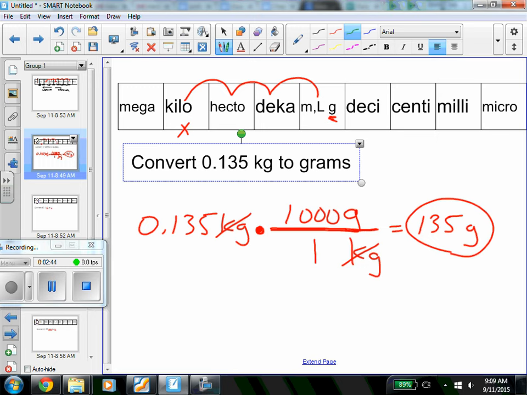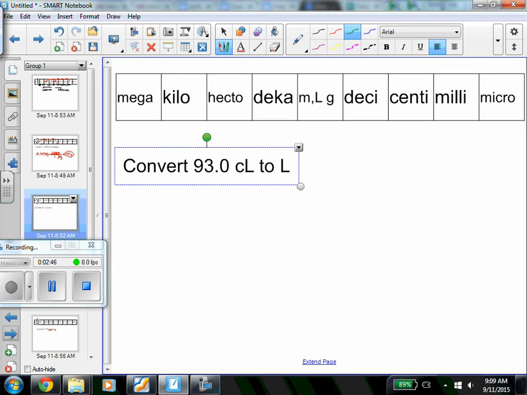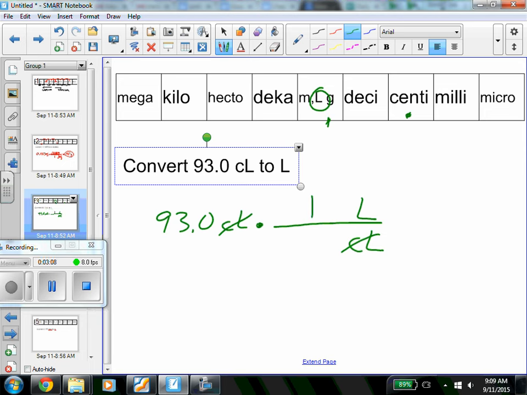Let's try another one. We're going to convert 93 centiliters to liters. If I have 93.0 centiliters, set up the problem the same way, dot, line. Centiliters are here, so let's put them down here, and liters are on top. That's what I'm converting to. The centiliters will eventually cancel. Now, what's bigger, liters or centiliters? Liters is bigger, so the 1 goes there.